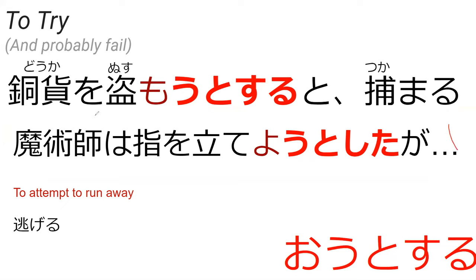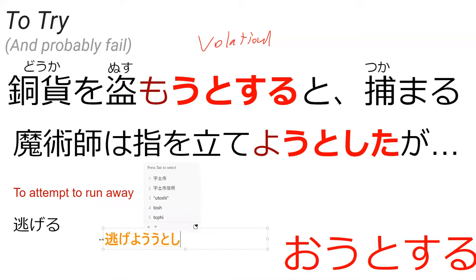So how would you say to attempt to run away in Japanese? In order to use this grammar point, the verb needs to be in the yo form. Yes, the volitional form. So, 逃げよう とうとしたが, I attempted to run away.